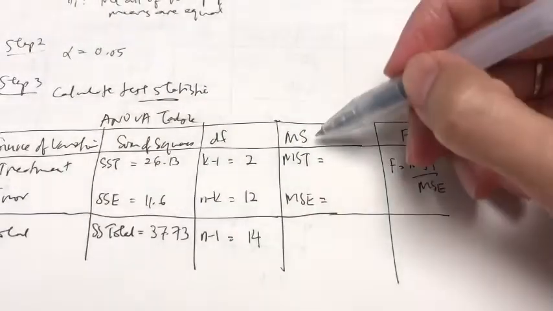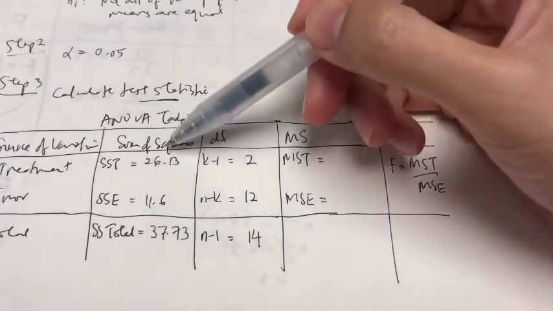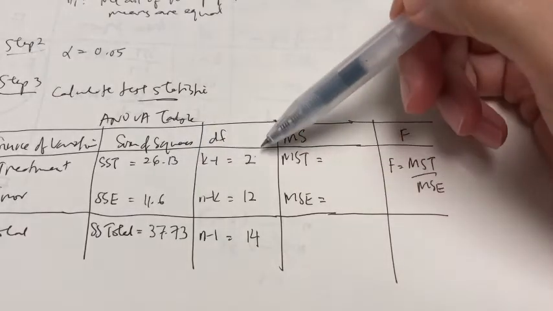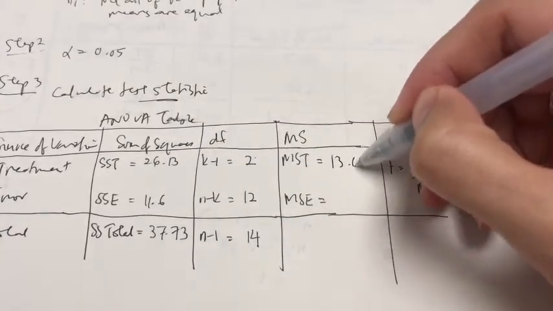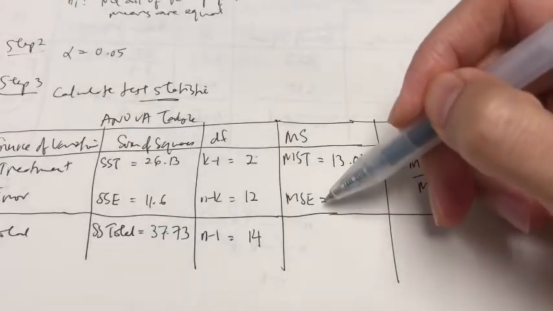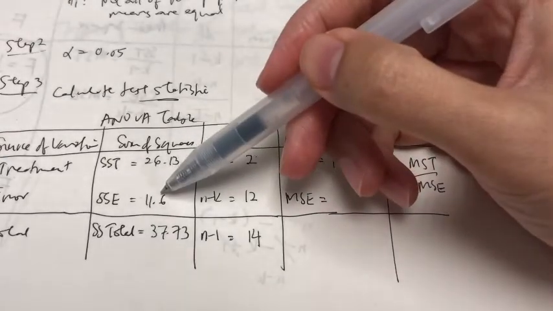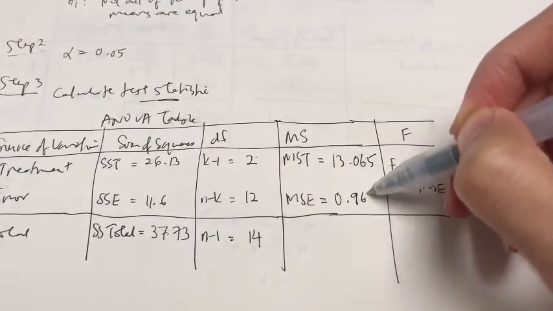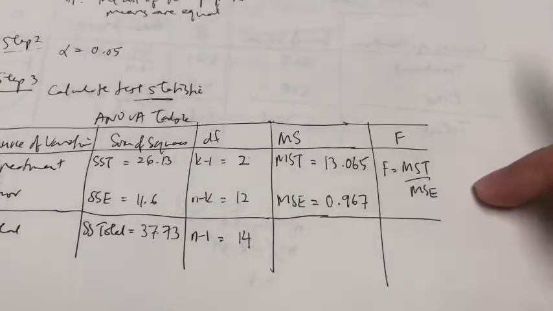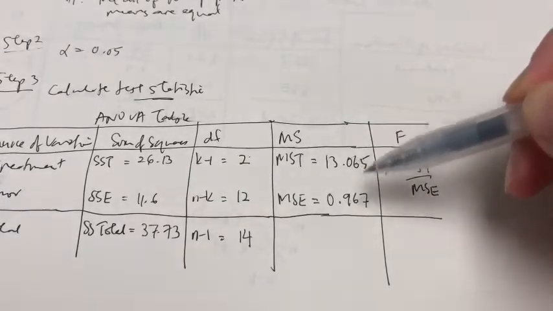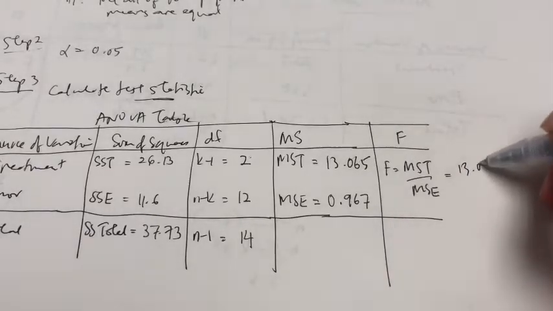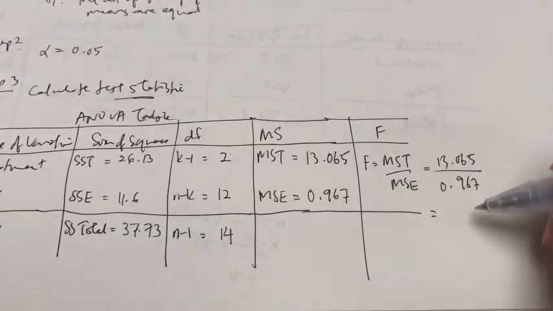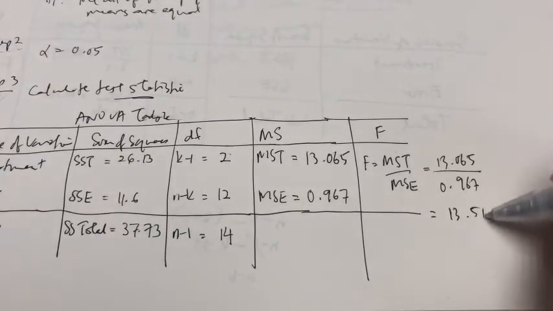Next is to find the mean square. Okay, mean square is basically you take the sum of squares, divide it by the degrees of freedom. Okay, so we take 26.13 divided by 2, so you will get 13.065. And here, mean square for the error, we take SSE, 11.6, divided by the degrees of freedom for SSE, 12, so you'll get 0.967. Finally, we want to calculate the F test statistic, so it's just MST divided by MSE, 13.065 over 0.967. Our F test statistic is 13.51.